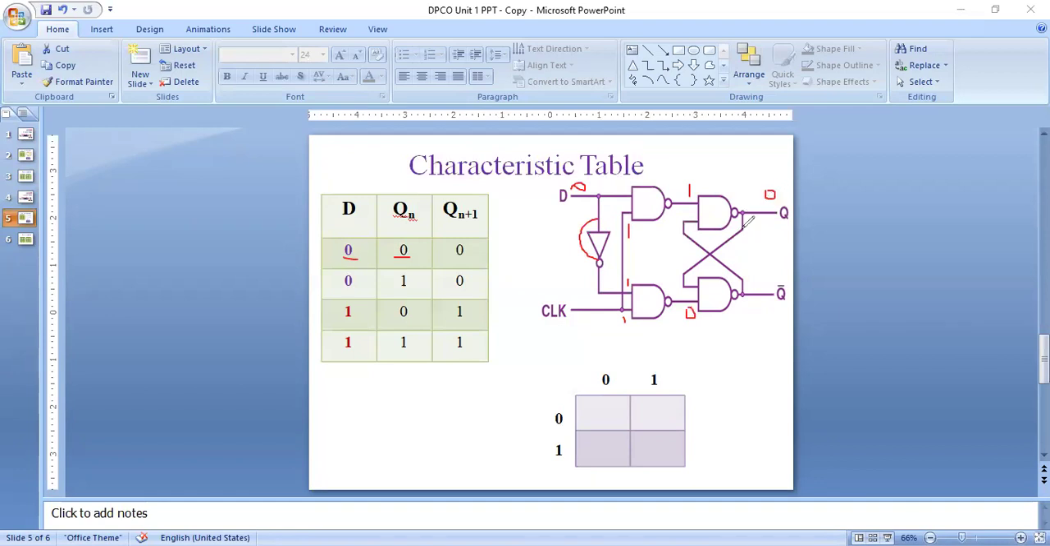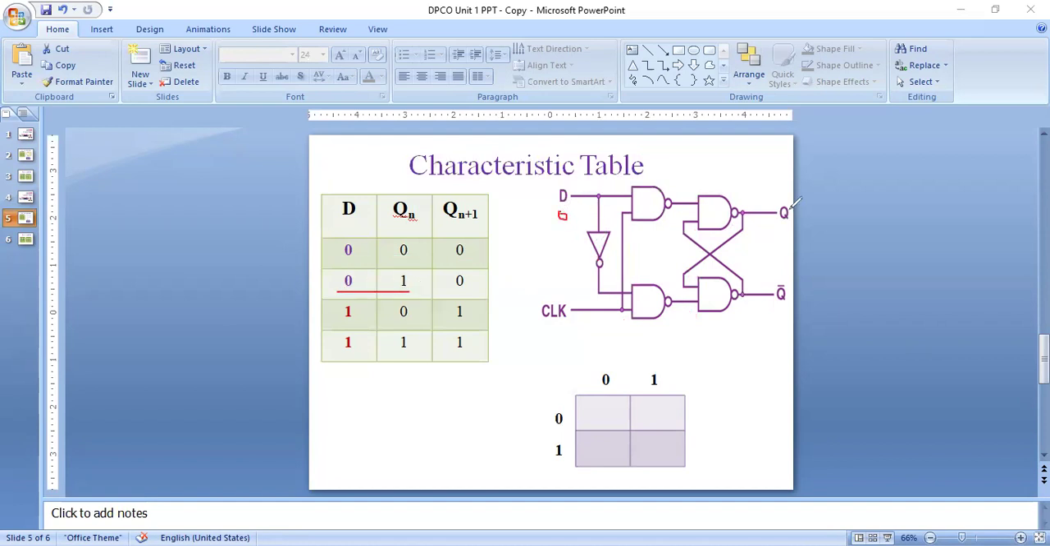The present state is 0, so 0 will be given here. 0.0 is 0. Complementary is 1. So 1 will be given here. 1.1 is 1. So complementary is 0. So present state 0, next state is 0. So Q n plus 1 is 0. Next set of inputs: D equal to 0, Qn equal to 1.